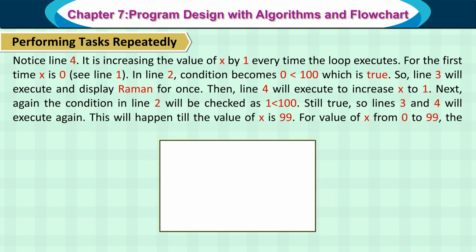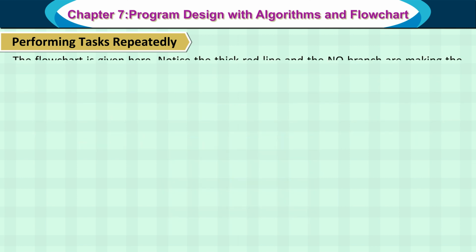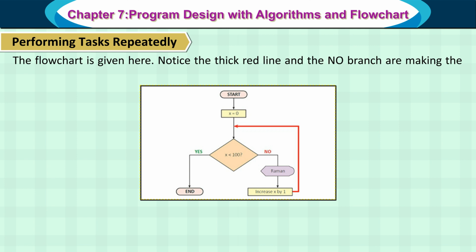This will happen till the value of x is 99. For values of x from 0 to 99, the name Raman is displayed 100 times. Here, variable x is working as a loop counter, which is used to count from 0 to 100. The flowchart is given here. Notice the thick red line and the no branch are making the loop here.